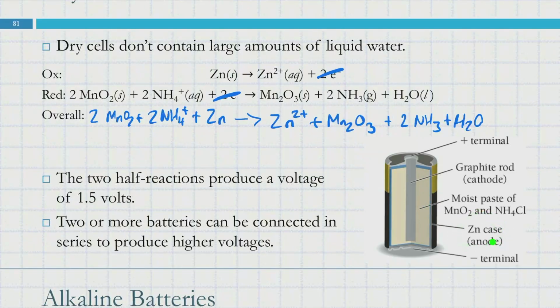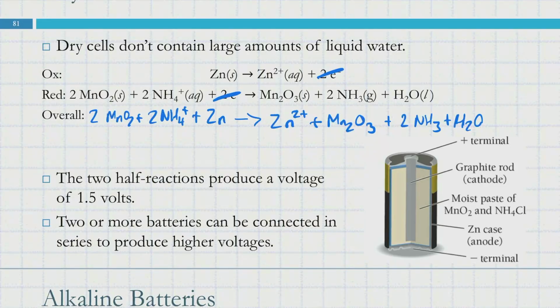You've got a zinc case. So the zinc, here it is a solid. So that's in there as a solid, and it will get pulled into solution as our reaction occurs. So it turns into zinc 2 plus. We've got a graphite rod in the middle, and then terminals on two ends.